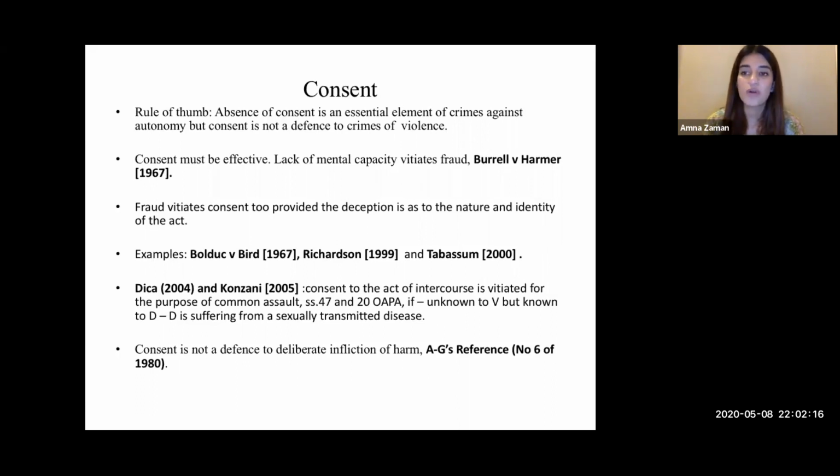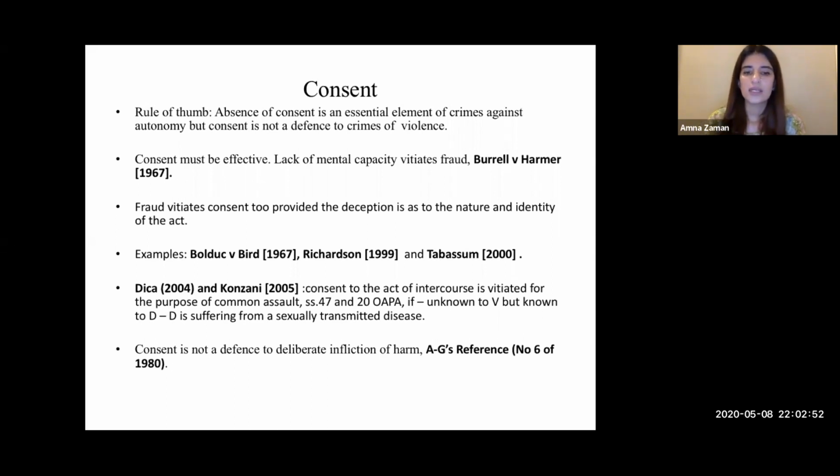However, we need to contrast the facts of this case with the facts of Tabassum in 2000. In the case of Tabassum, the victim went for a medical examination of her breast and she was sexually harassed. Now, on the facts of this case, the consent obtained was vitiated because of fraud, and this was because she had been deceived as to the nature of the act. She wanted a medical examination, and what she got was sexual assault.